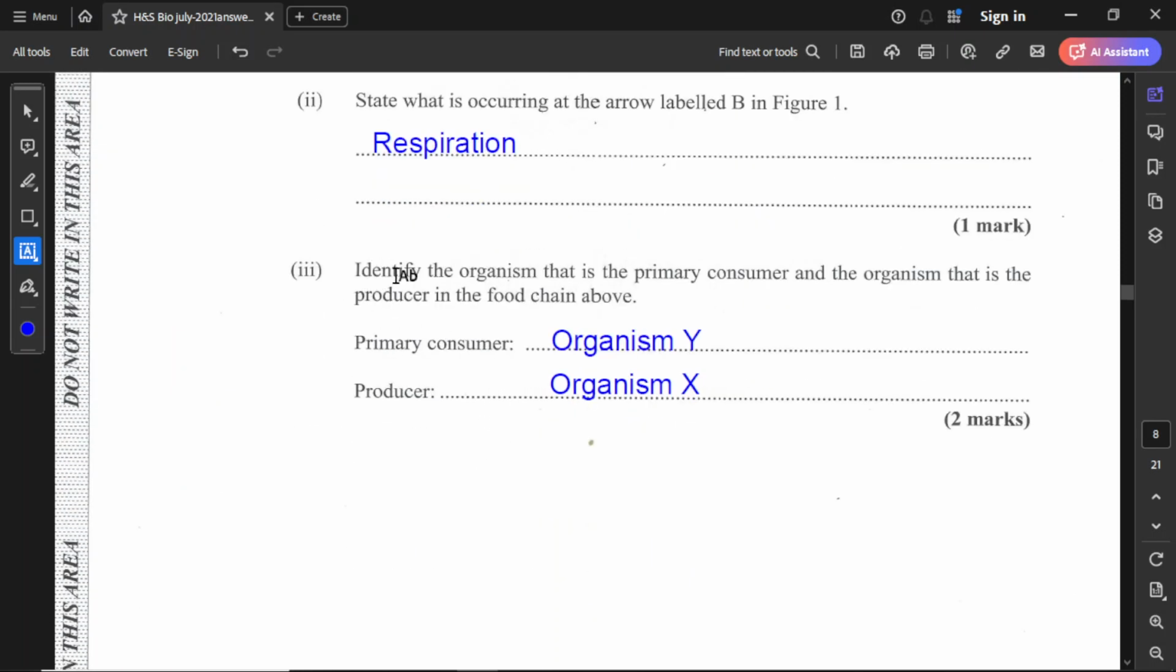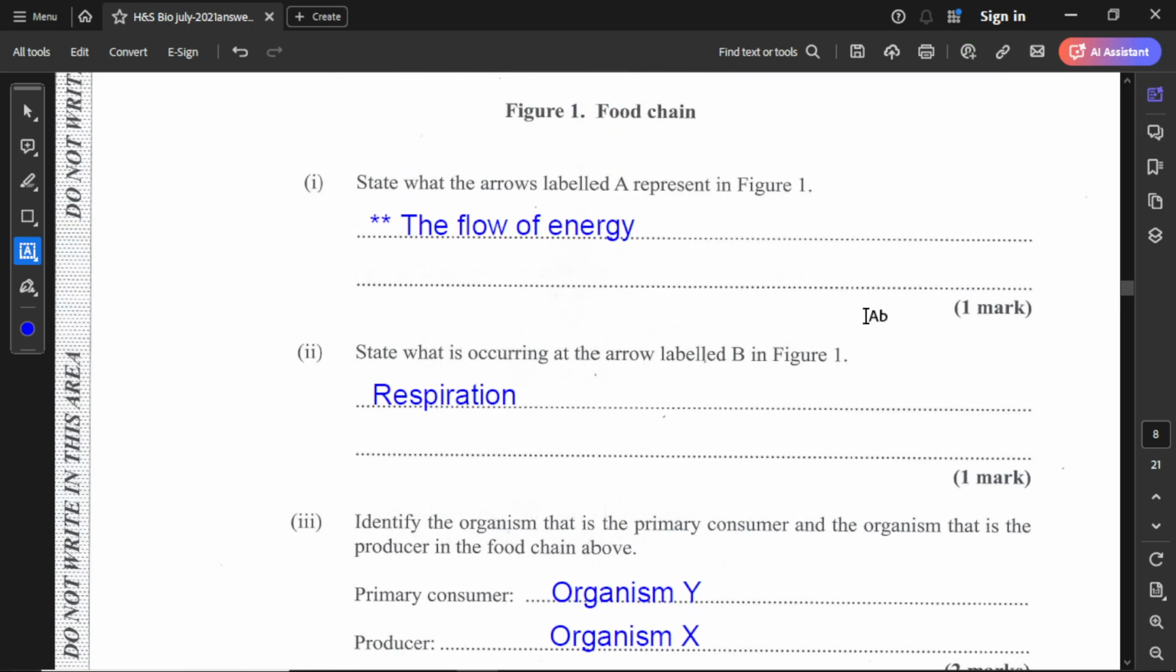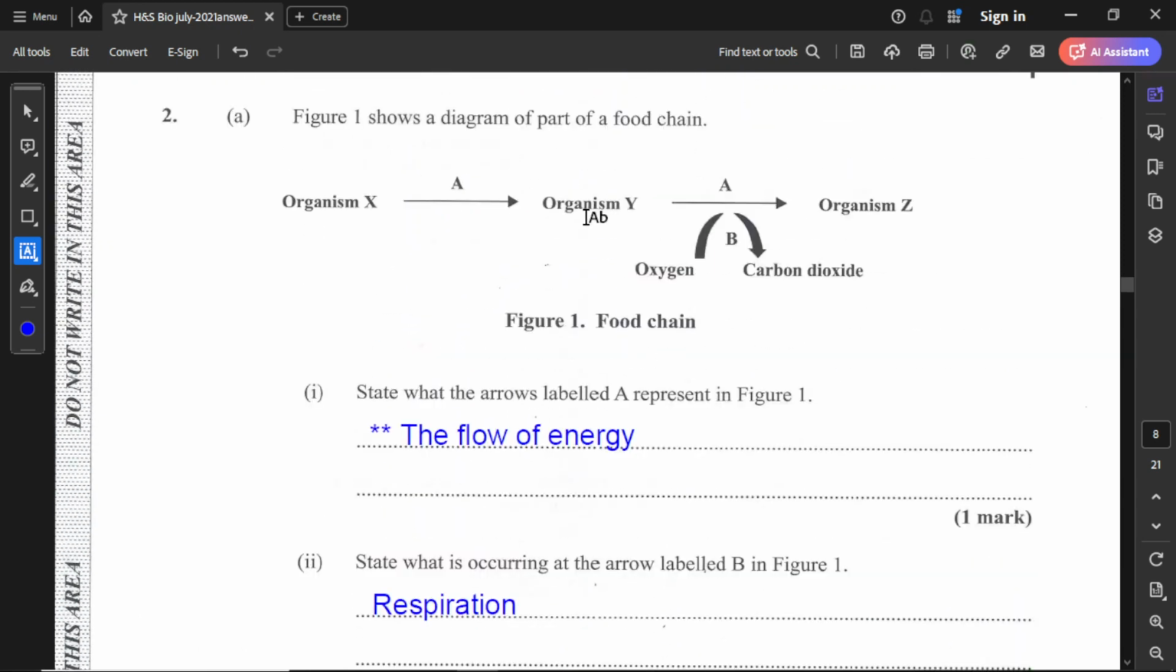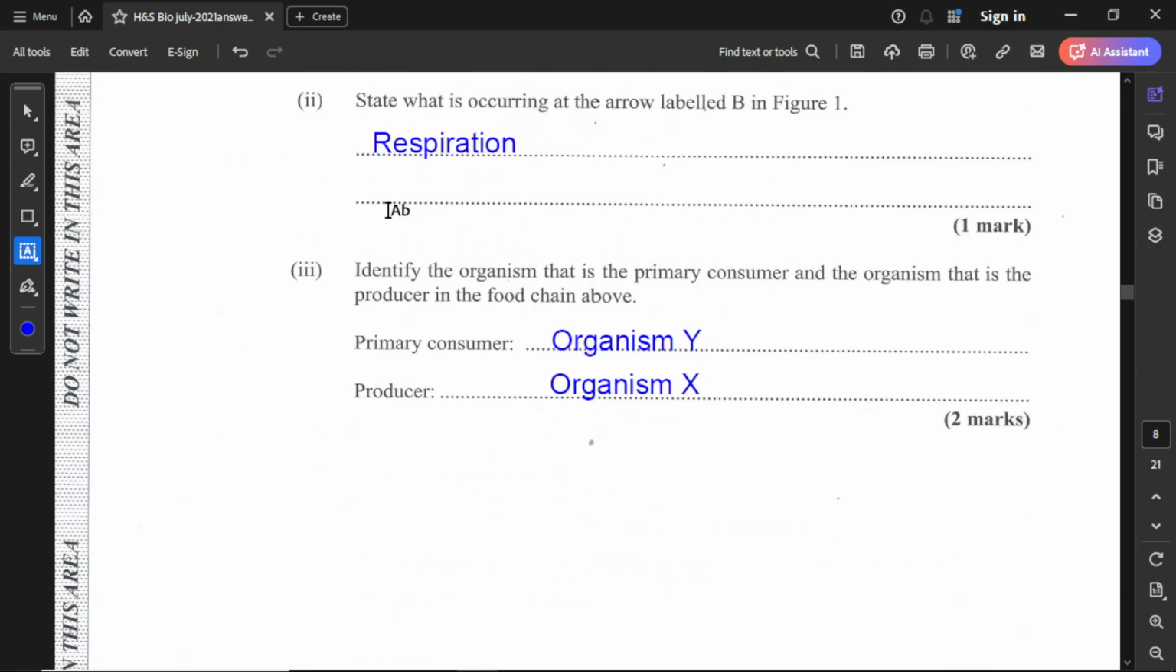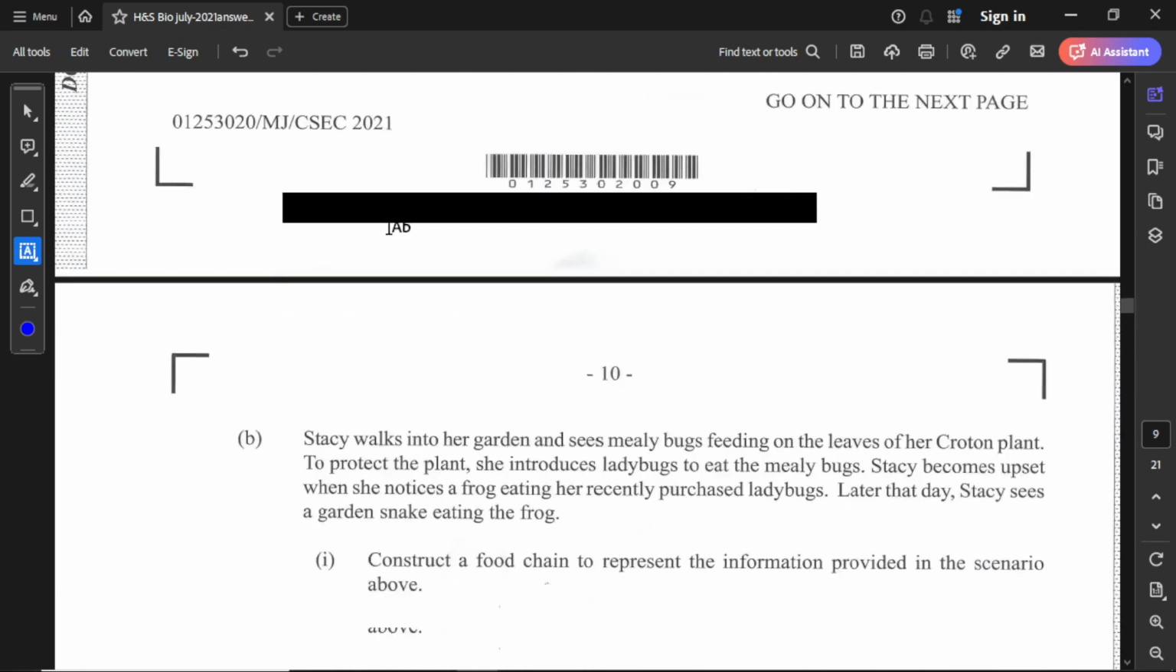For part 3, is to identify the organism that is the primary consumer and the organism that is the producer in the food chain. And for the primary consumer, definitely is organism Y. And the first organism, which is X, is normally the producer. All right, so that accounts for that mark.